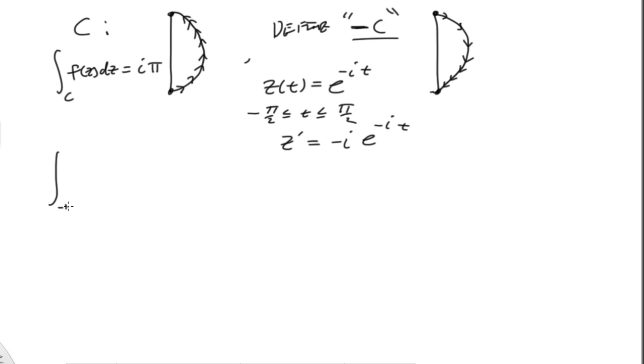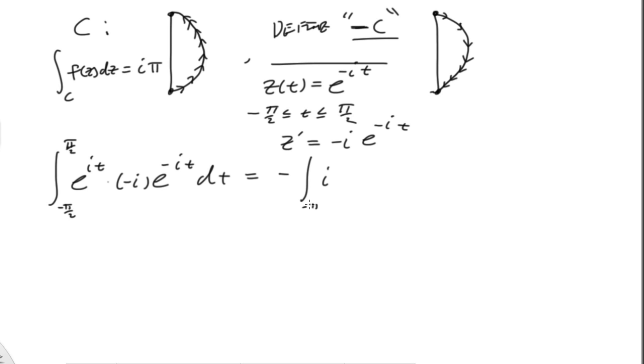That becomes negative pi over 2, pi over 2. And we have now, if I take the bar over that, we take the complex conjugate, it becomes e to the i t, and then we have negative i times e to the negative i t dt, and we see we get a similar integral as before, but it's actually negative, so that becomes negative i pi. Okay, so again, it's the opposite sign of this.